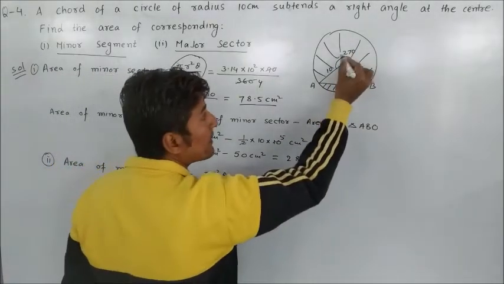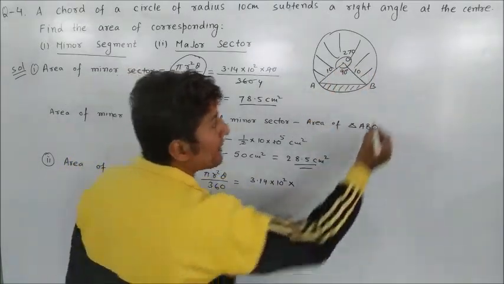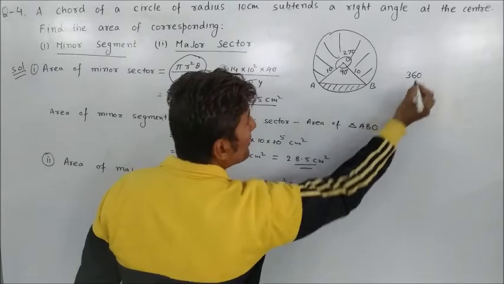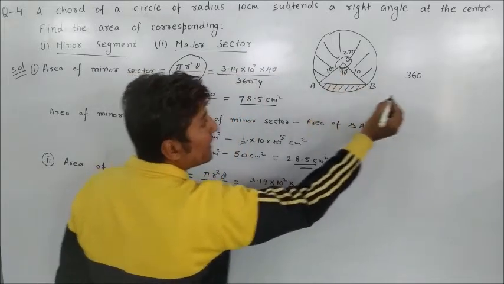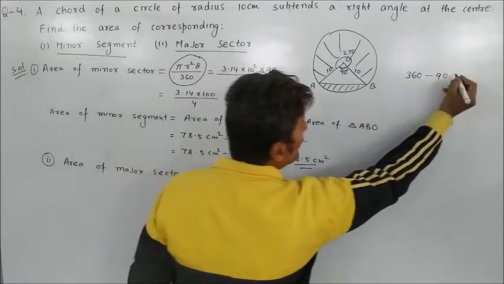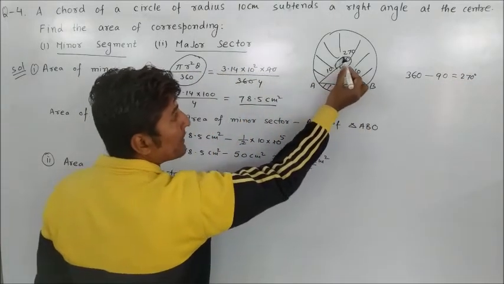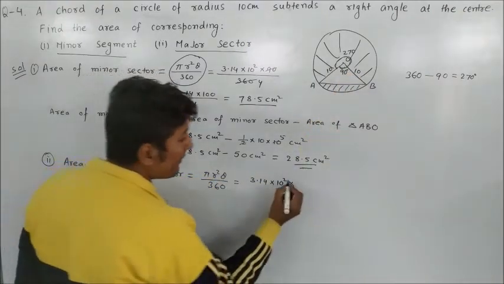As we know, this is the complete angle. The measurement of this complete angle is equals to 360 degree. Since the measurement of this angle is given 90, we have to subtract 90 degree from 360. Then we will have 270 degree. So the measurement of this angle will be equals to 270 degree.